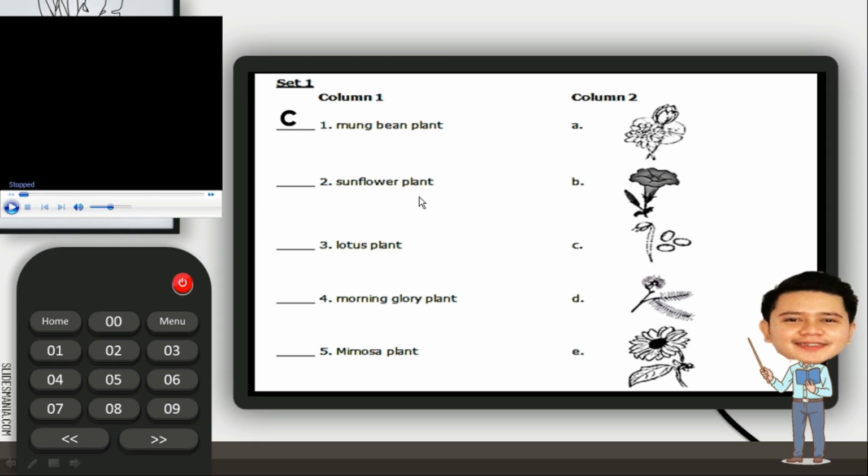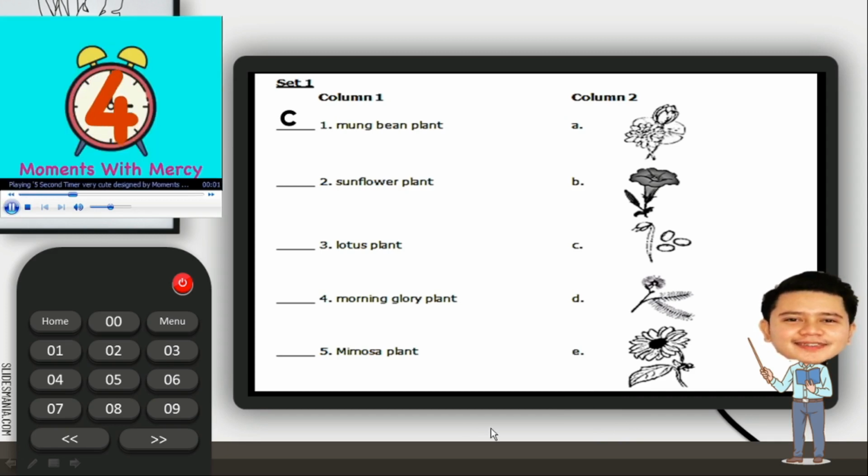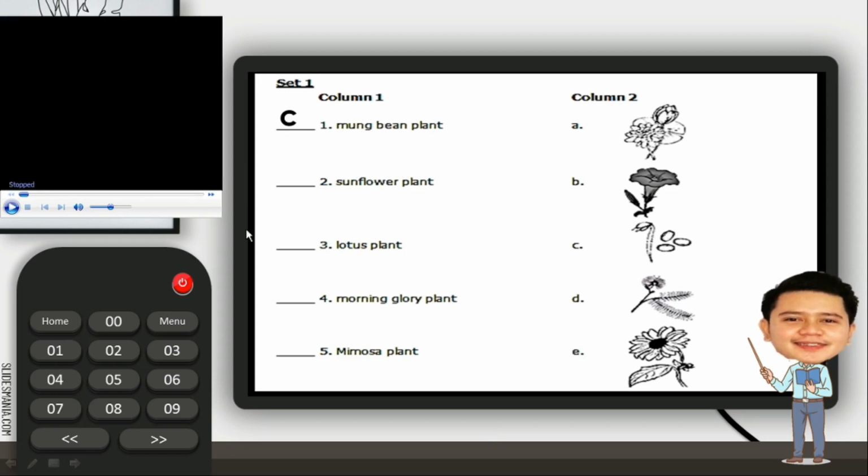Next, number 2. Sunflower plant. Again, sunflower plant. So what do you think is the correct answer here? Is it A, B, D, or E? And then 5 seconds, starts now. The correct answer is letter E. So this is the sunflower plant.